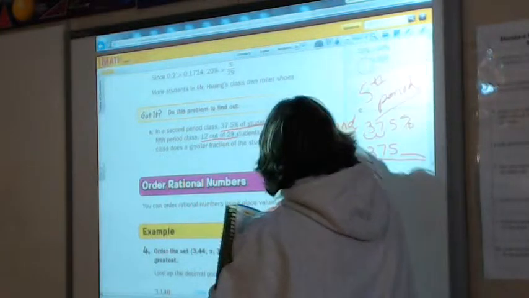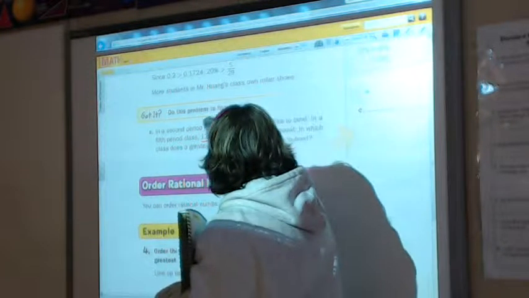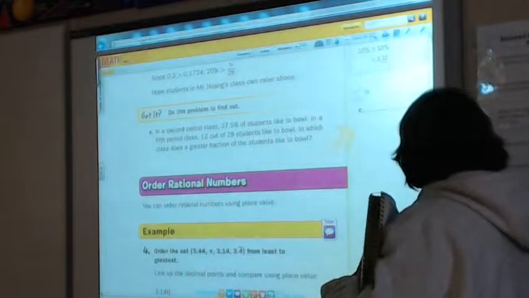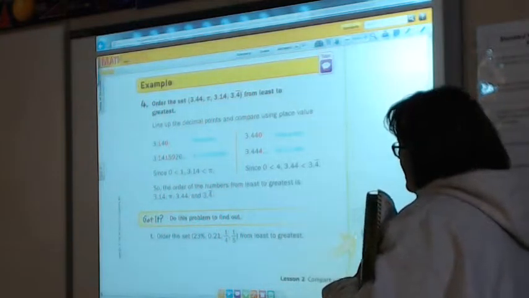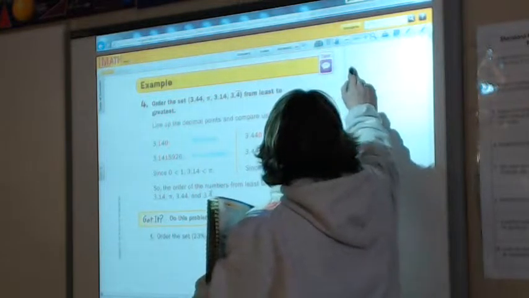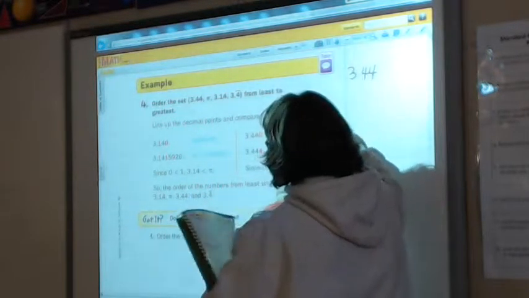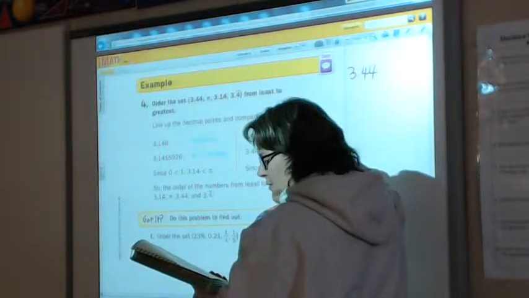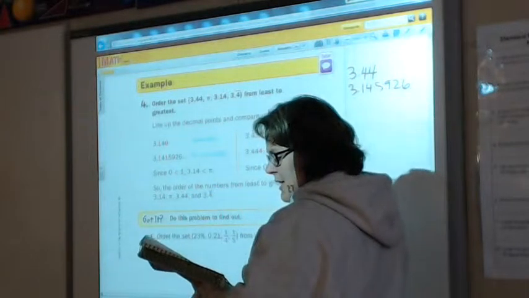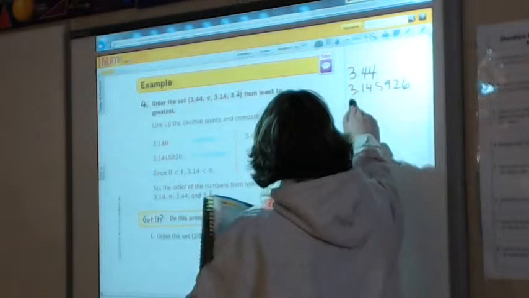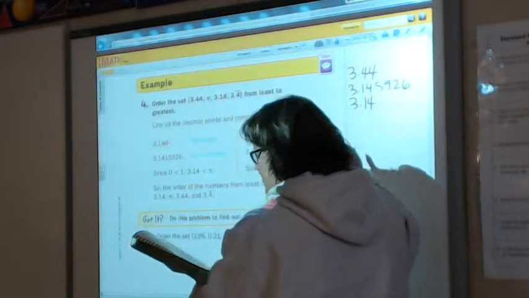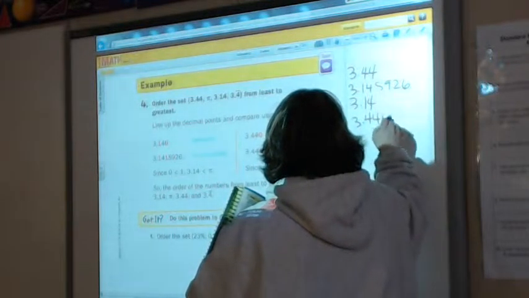Okay? The last part of your assignment is going to be ordering from least to greatest. Okay? So example number 4 is doing just that, where you're ordering a set of numbers from least to greatest. So this first example has you lining up the numbers. So you have the decimal 3.44. Then you have pi. Pi is 3.145926. I just put down a lot of digits. And then you have 3.14. And then you have 3.4 repeating. So I'm going to put a couple 4s down.